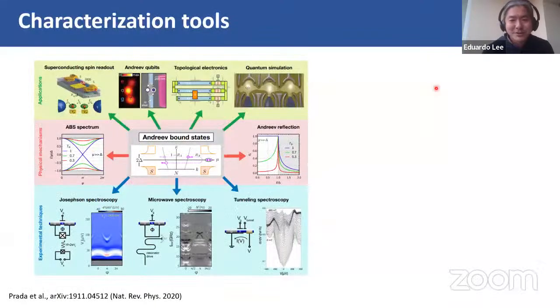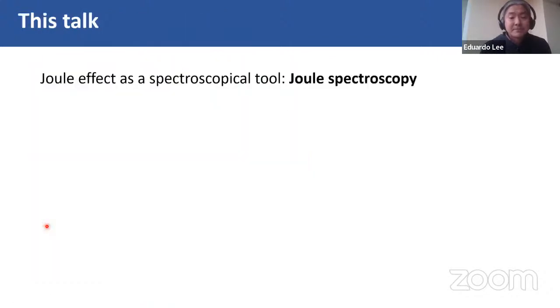So I want to go back to the schematic that I showed in the beginning, also to show here that this type of system has been studied by different types of techniques. In the beginning, mostly tunneling spectroscopy. This is really DC type measurements. Over the course of the years, there have been more techniques using high frequency, like microwave spectroscopy or Josephson spectroscopy. And in this talk, I want to tell you about a different technique that we have been studying, and that is based on the Joule effect.